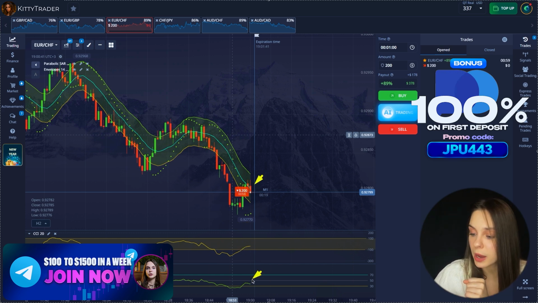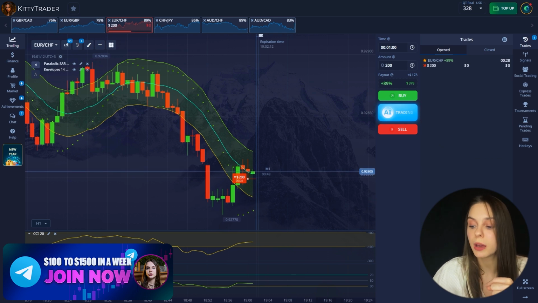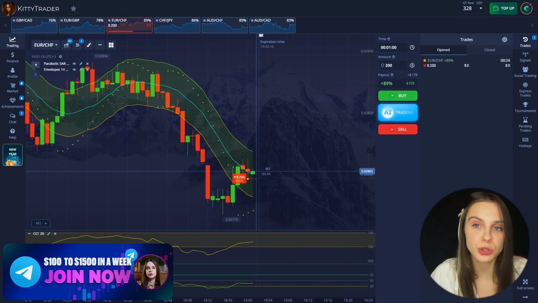And if we look at the RSI indicator and CCI, we see that they have leveled off and are gradually heading to a lower position. So let's wait for our transaction to close.